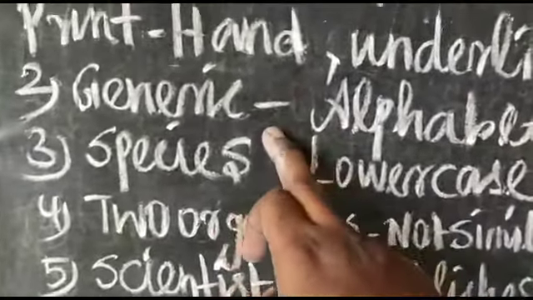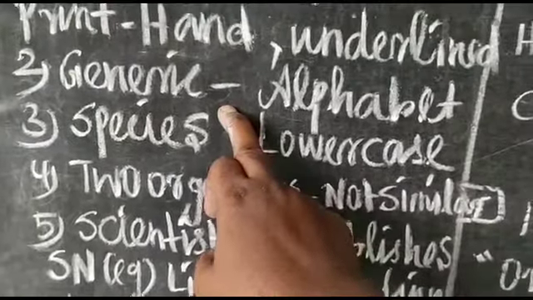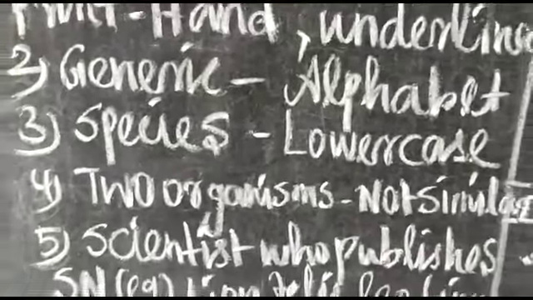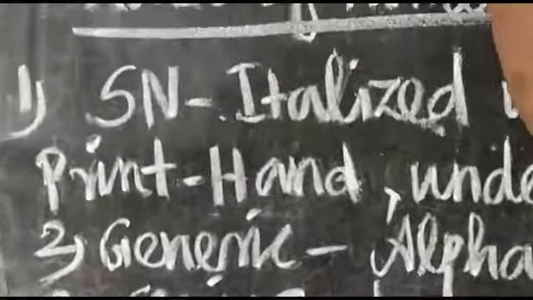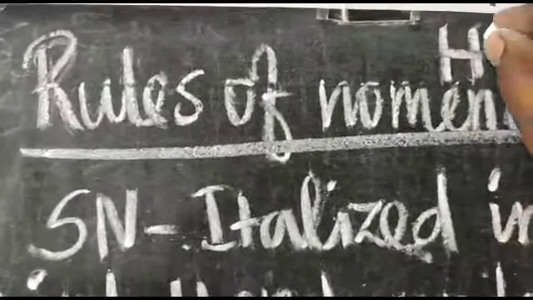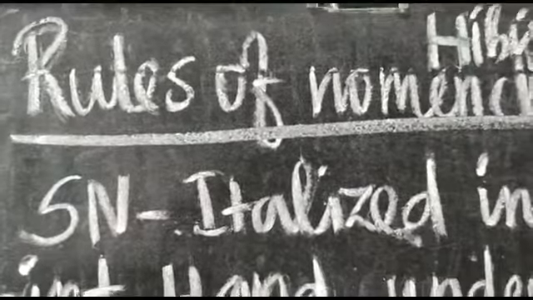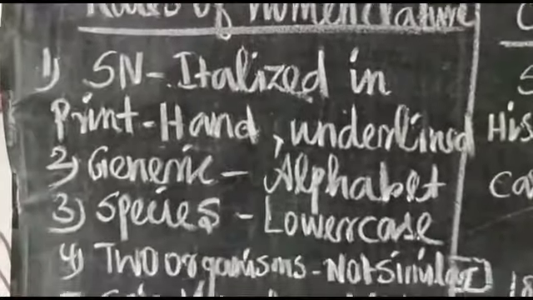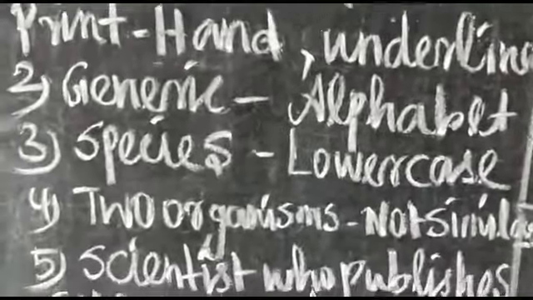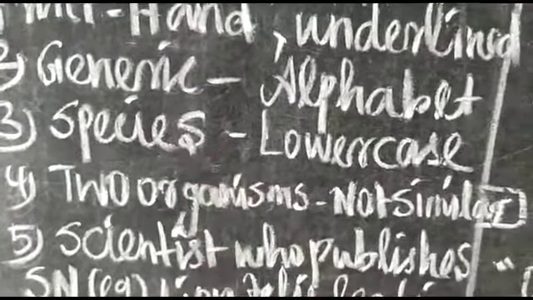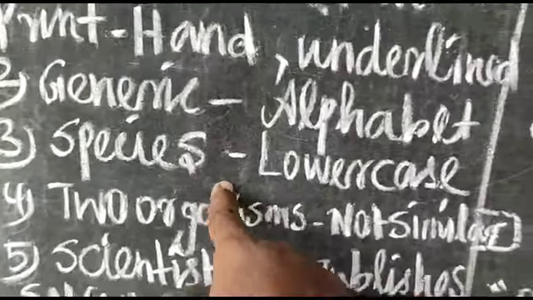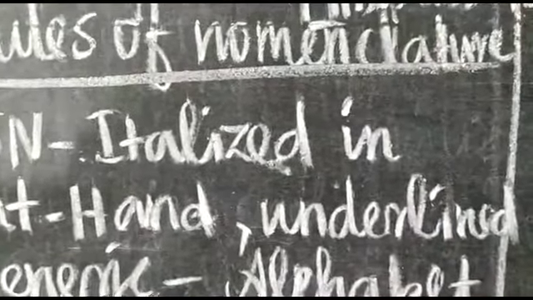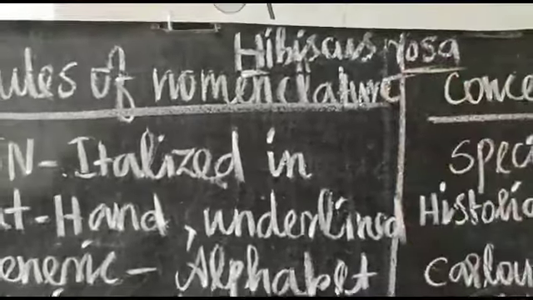The next point: the generic name, that is the genus name, should have its first letter in uppercase. For example, Hibiscus, the first letter should be a capital letter. The second part, the species name, that is the specific name, should be in lower case. For example, Hibiscus rosa-sinensis, so this is in lower case.